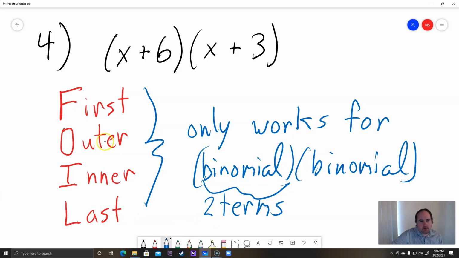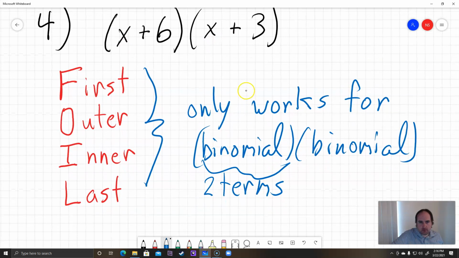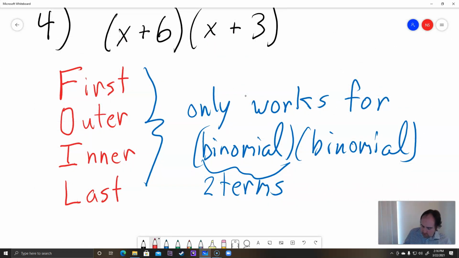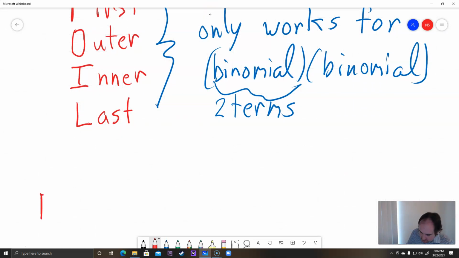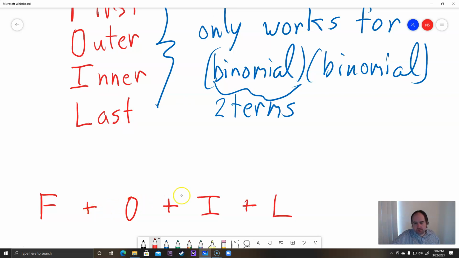Okay, so it's first, outer, inner, last. And what that means is first would mean you multiply the first of the terms. Let me write it down here. First, outer, inner, last. You're actually going to be adding here, so it's going to be first plus outer plus inner plus last. As you can see, that's FOIL. And of course, sometimes the terms may be negative, but it's still first, outer, inner, last.